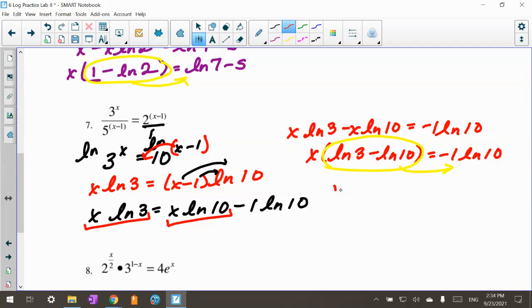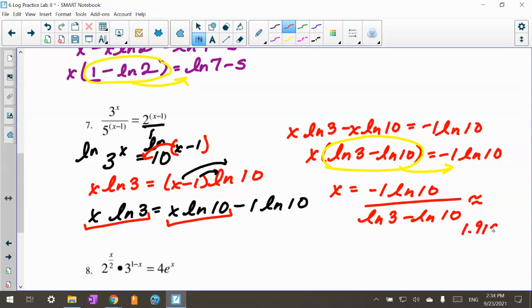Okay, so now I have x equals negative 1 natural log of 10 all over the natural log of 3 minus the natural log of 10. So when I put that in my calculator, I get 1.91249. And it's okay.